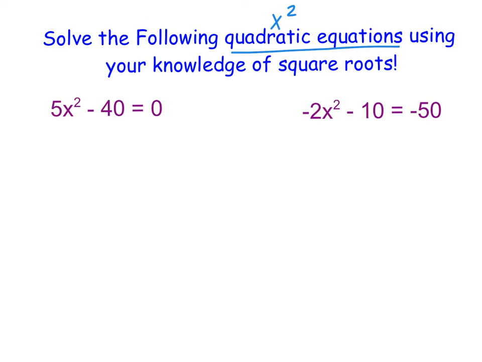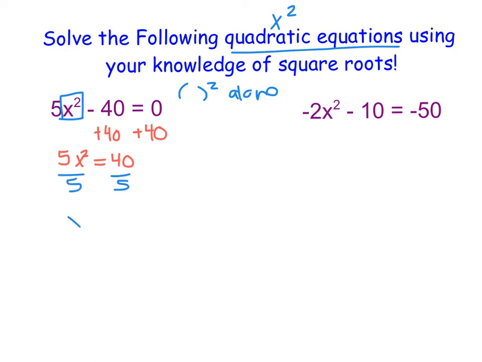Now, in order to solve either of these quadratic equations, we need to get the part that is squared alone. In this case, we need to get x squared by itself so that we can undo that squared function. So we're going to start here by adding 40 to each side in order to get that squared alone. So we have 5x squared is equal to 40. And then we divide both sides by 5, and we get x squared is equal to 8.